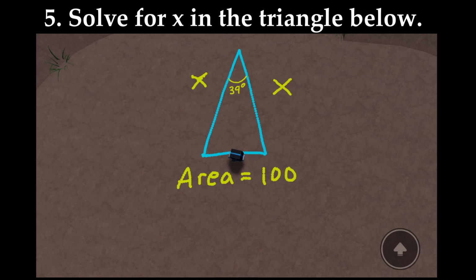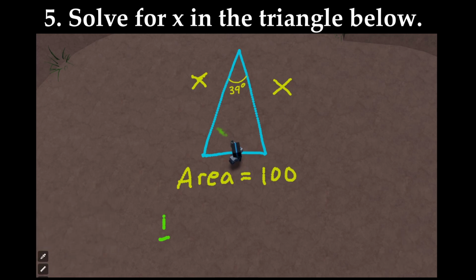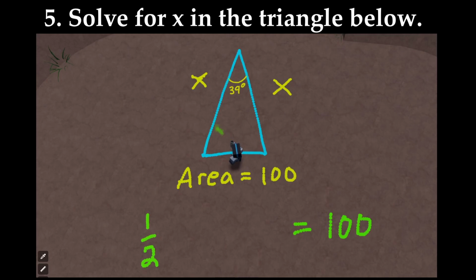So let's get the formula that we've always used. That formula is 1/2 AB sine C is equal to the area, which we know is 100 in this case. And now we know A and B are just x now, since those are the side lengths, and C is our angle, which is 39 degrees. So let me just fill in everything here. We have 1/2 x times x times sine of 39 degrees.